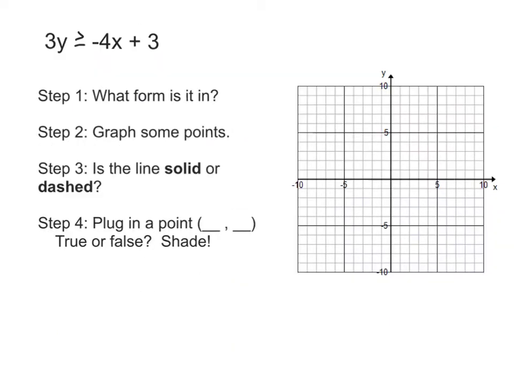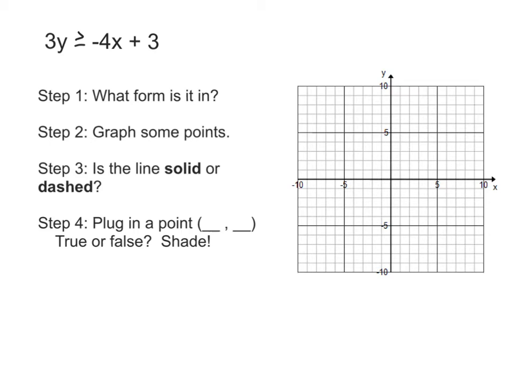All right, another example. 3y is greater than or equal to negative 4x plus 3. The first question, what form is it in? It's actually not in any of the three forms we're used to graphing. It's not in standard form because the x and the y are not on the same side. It's not in point slope form because there's no parentheses. And it's very close to slope intercept form except for this 3 in front of y.